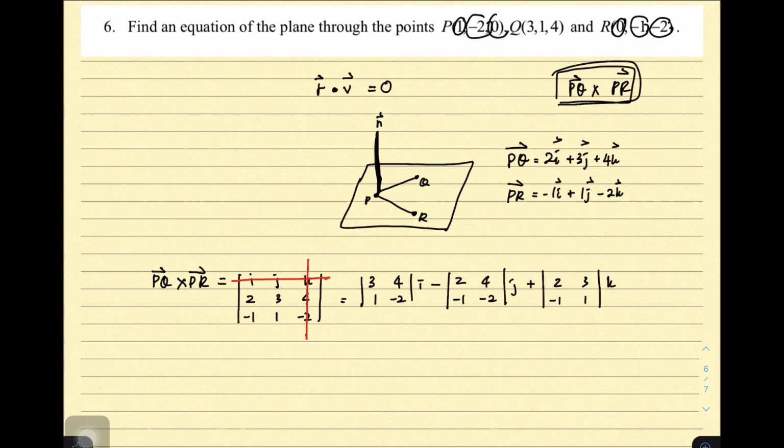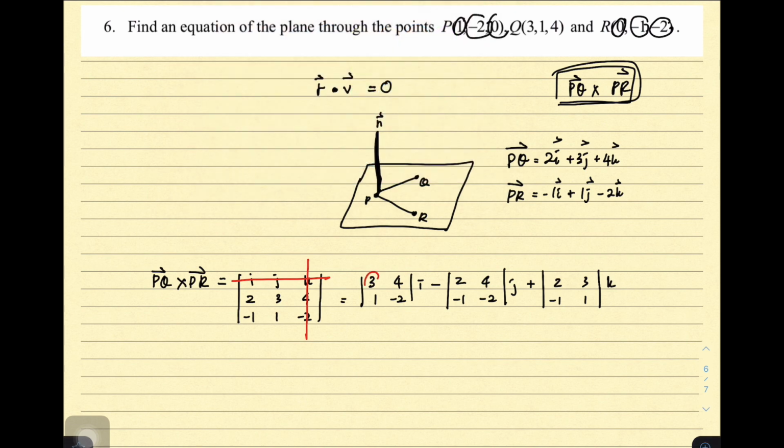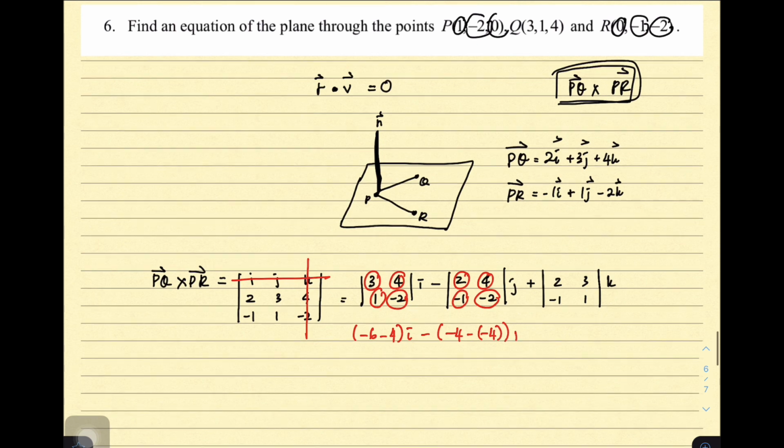Alright, and then how to do the determinant of 2 times 2 matrix we have learned before. 3 multiplied by -2, you have -6, minus 4 multiplied by 1, you have 4. This one is for i. Minus with 2 multiplied by -2 is -4, minus -1 multiplied by 4 is -4. Okay, and this one is for j, plus 2 multiplied by 1 is 2, minus 3 multiplied by -1 is -3, and this one is for k.